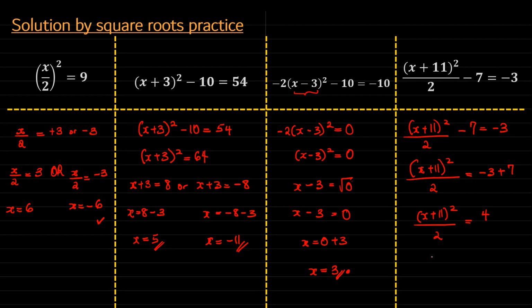So if I multiply both sides by 2, I would have x plus 11 squared is equal to 8. X plus 11 all squared is equal to 8. So take the square root of both sides. I would have x plus 11 is equal to the square root of 8. So that will be positive root 8 or negative root 8. Root 8 is 2.83. So that's 2.83 or minus 2.83. So x plus 11 is equal to 2.83, or x plus 11 is equal to minus 2.83.